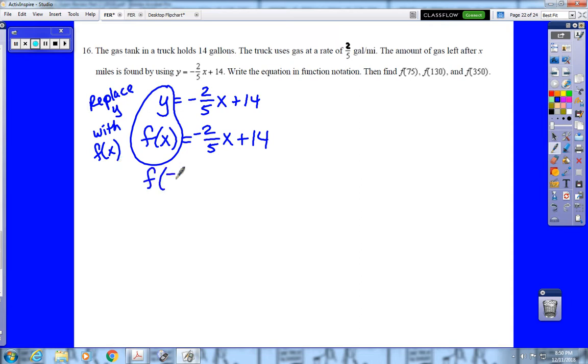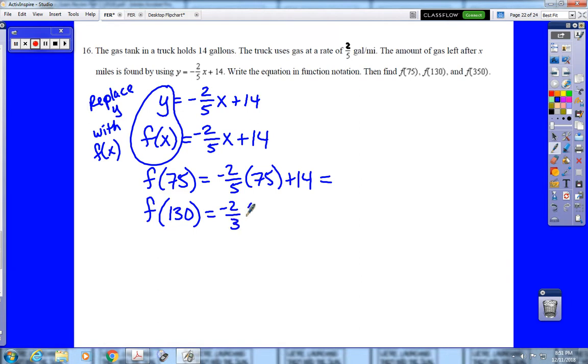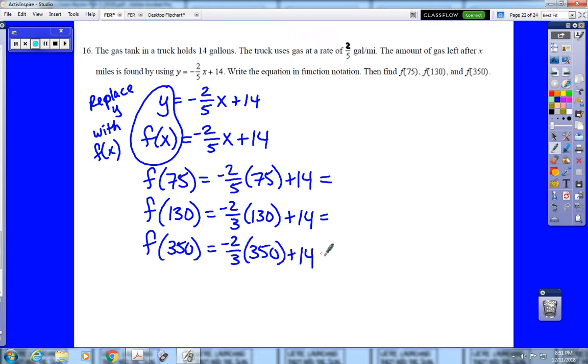Well, okay. Function value of 75, we just plug in 75 for x and evaluate. Function value for 130, we plug in 130 for x and evaluate. Function value for 350, we plug in x and we evaluate. That's all it is. We just plug in those values for x and then we simplify.